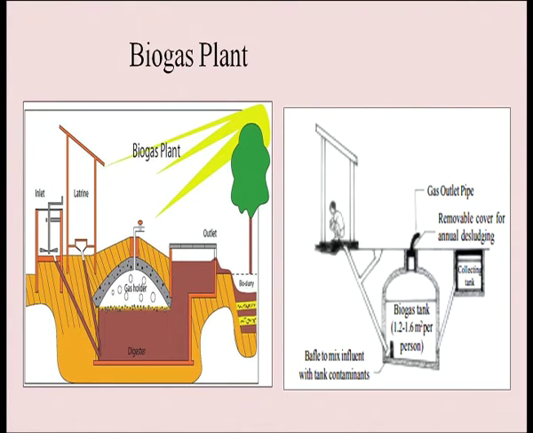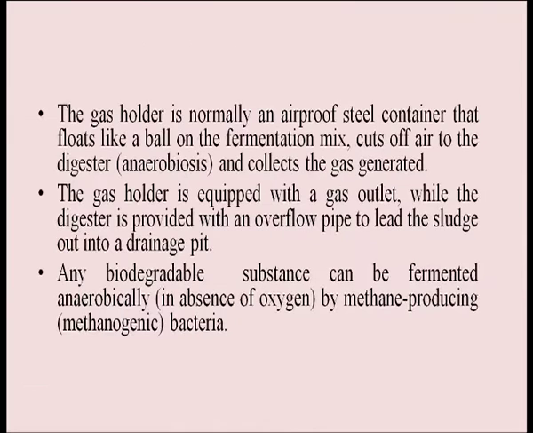The gas holder is normally an air-proof steel container that floats like a ball on the fermentation mix, cuts off air to the digester and collects the gas generated. The gas holder is equipped with a gas outlet, while the digester is provided with an overflow pipe to lead the sludge out into a drainage pit.